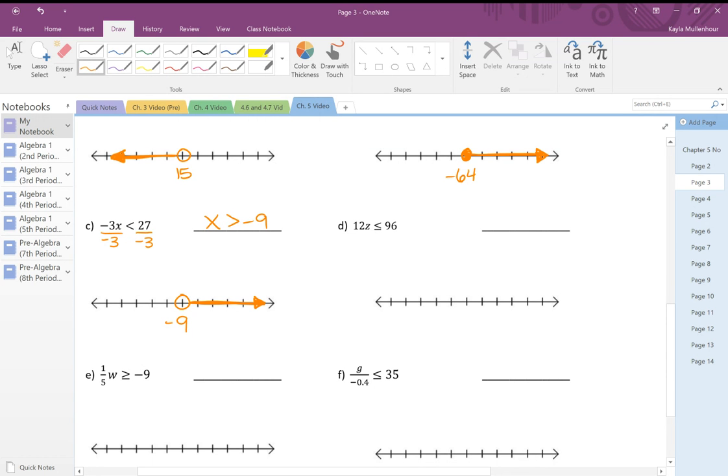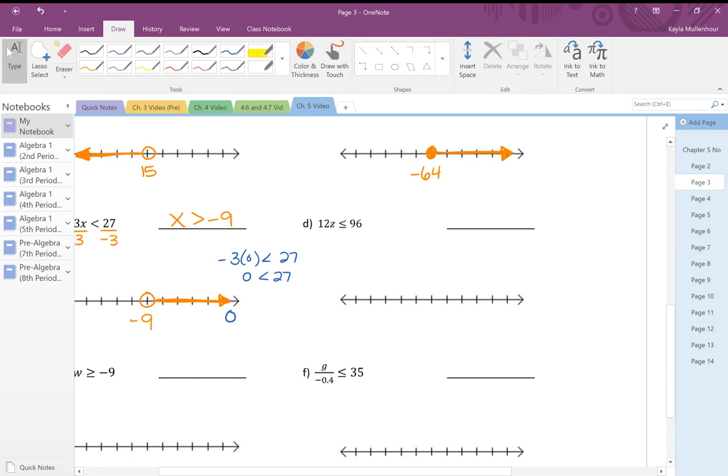You could always check your answer by plugging in a value. So pick a number that's bigger than negative 9. Well, 0. So if I were to plug in 0 into this inequality, is it still true? So negative 3 times 0 is 0. Is 0 less than 27? Yes, that's still true. So somewhere over here where 0 is, that's in our solution area because of the arrow. So yes, it's still true.